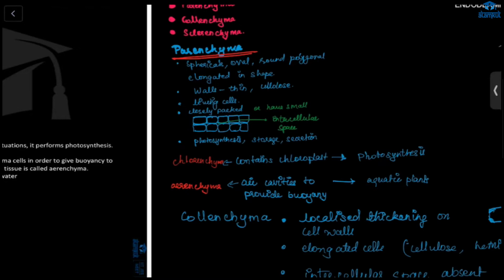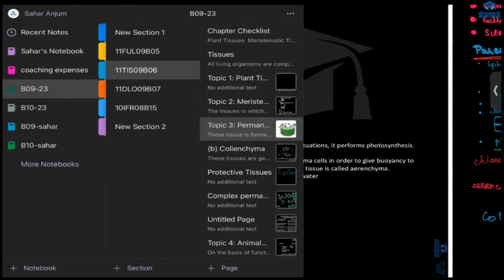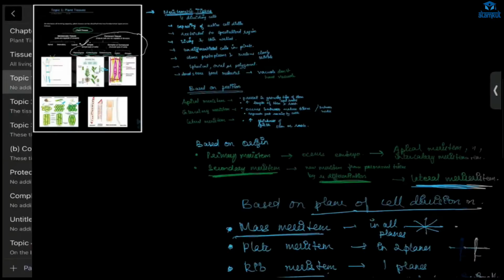Wait, let me get my pencil. Yeah, you can see it, right? It is for storage, secretion, and photosynthesis. So these parenchyma tissues will have chlorophylls.